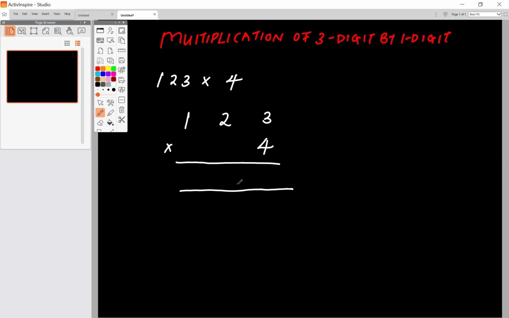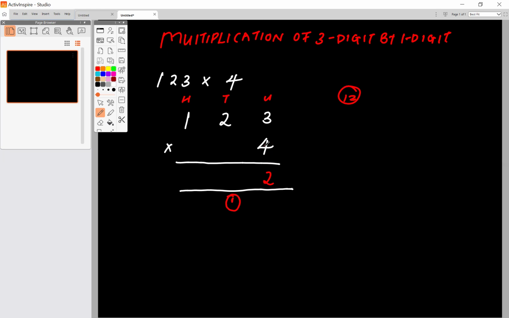So let's start, inshallah, with the ones. We know these are the units, the tens, the hundreds. So let's start with the units. We have to start with 4 times 3. What is 4 times 3? 4 times 3 is 12. So what do we do? We write 2 and carry the 1. We can write it here and carry the 1.